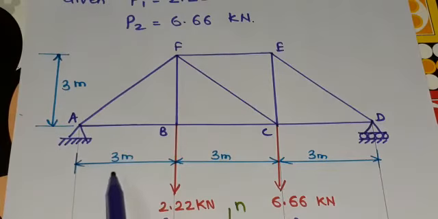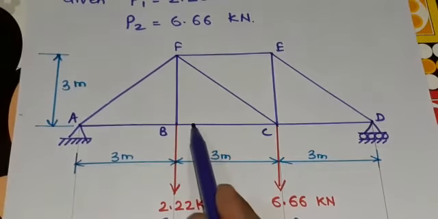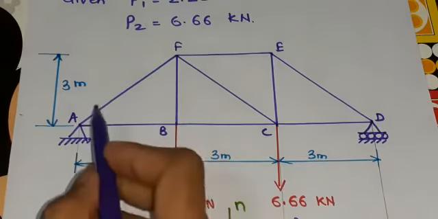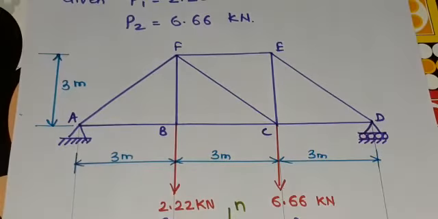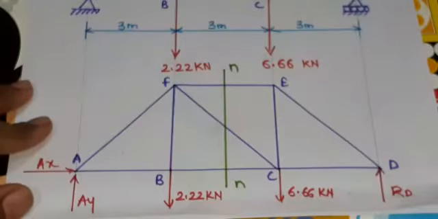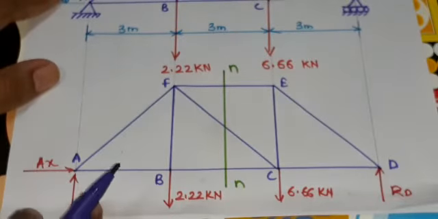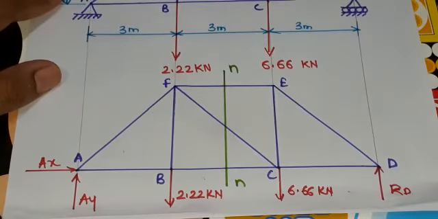The truss has a span of 9 meter and a height of 3 meter. External forces act at points B and C with magnitudes of 2.22 kilonewton and 6.66 kilonewton respectively. At joint A, there is a hinge support and at joint D, there is a roller. Now, according to step number 1, draw the FBD of the entire truss with support reactions.